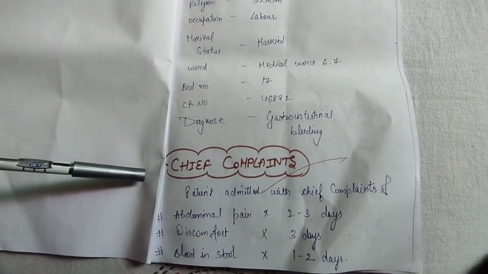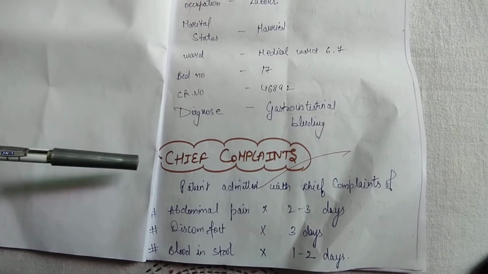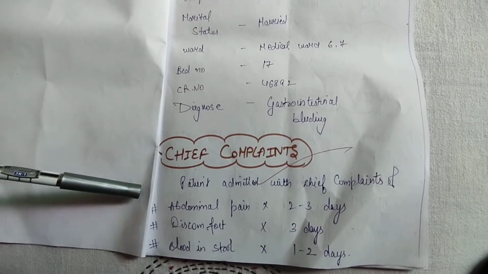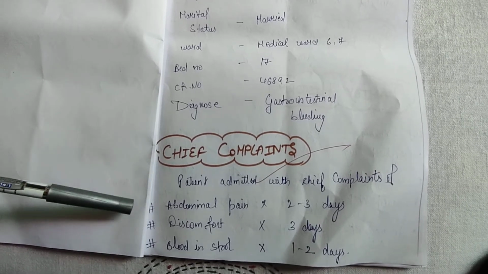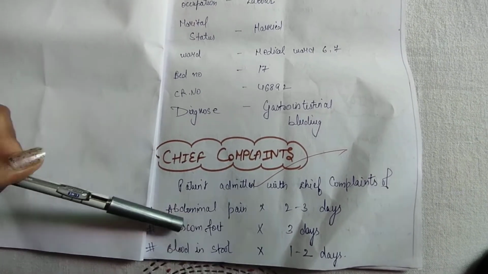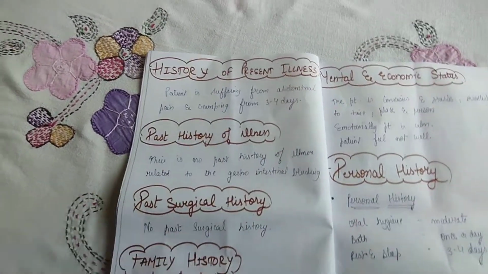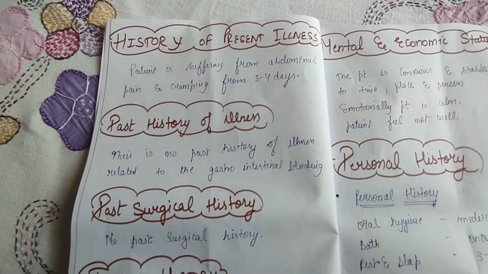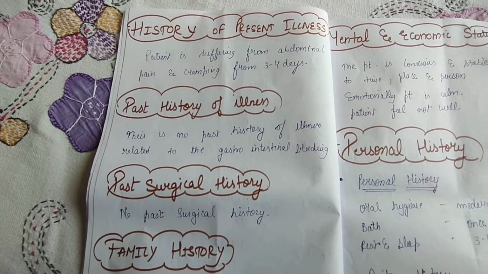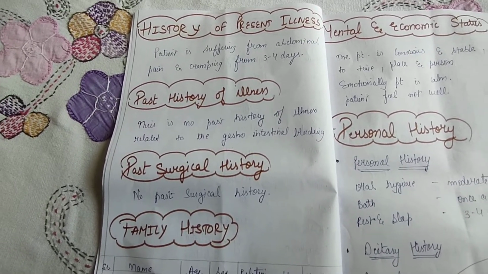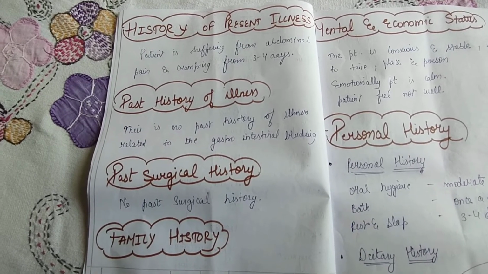Today our topic is gastrointestinal bleeding. So the chief complaints are related to the abdomen. It must be abdominal pain, discomfort, or blood in the stool. Next is the history of present illness. So present illness, past surgical history, all this history we should take from the patient.